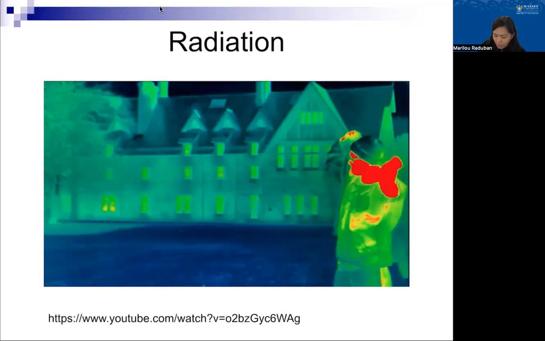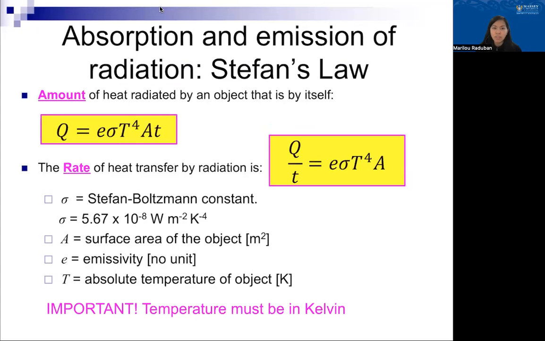We can combine all of those in an equation called the Stefan-Boltzmann law, or simply Stefan's law. So the amount of heat lost by radiation as the object radiates is given by this equation. First, let's just consider the object by itself. We won't consider the effect of the environment. It's just the object by itself.